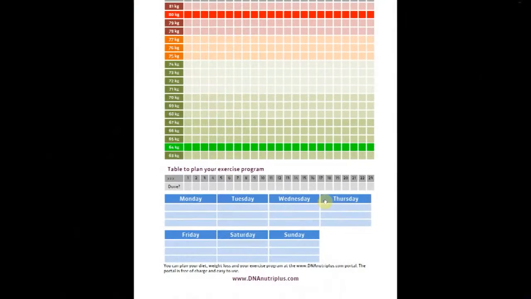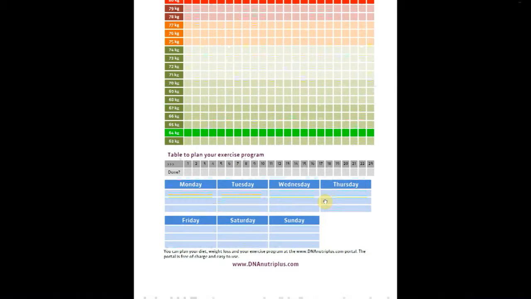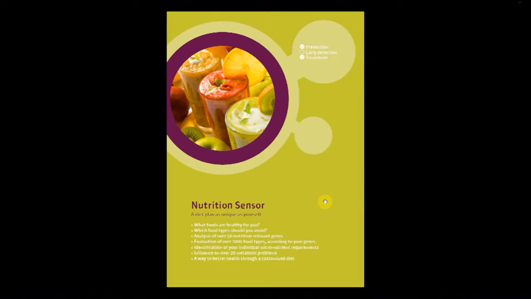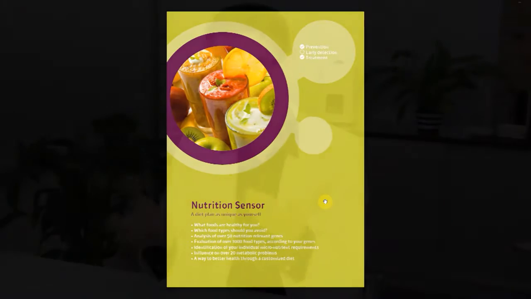And this down here you can use to track your exercise programs. On Monday, squash; on Wednesday, jogging for 20 minutes and so on. And again, if you go to DNAnutriplus.com, you can do all of this tracking and all of this planning automatically on the website.